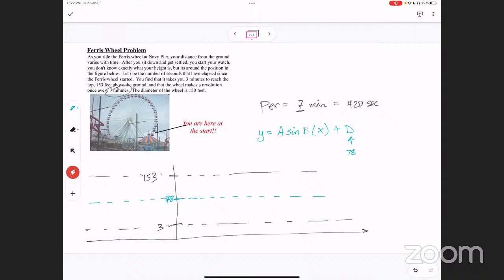Got it? Mm-hmm. And what's your A? Is A this distance here? And this distance here? Yeah. So what is that distance? That distance is the amplitude. Which is what? 75. Good. So this is 75. And what's the only thing we have left to find?